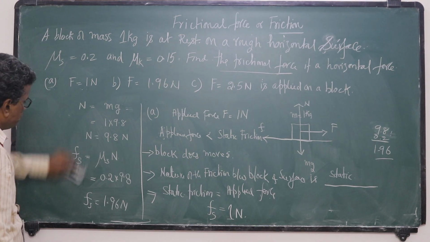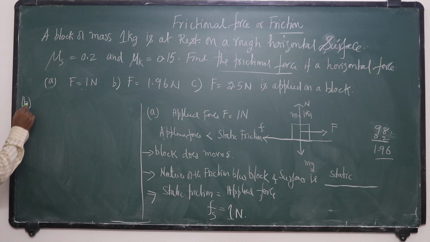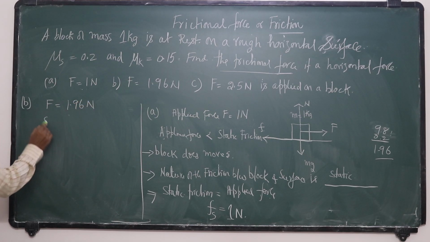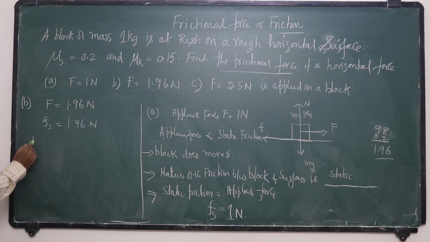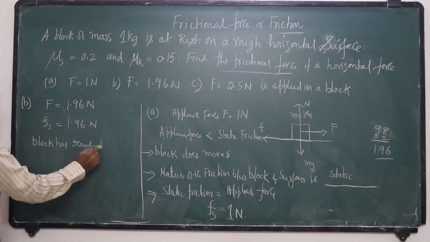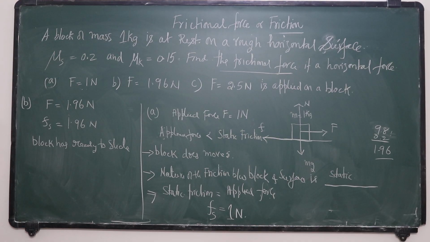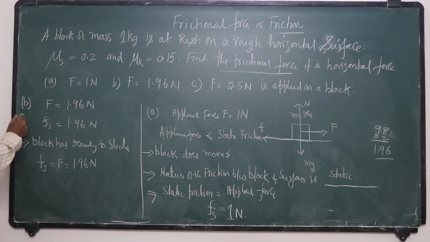Now case B. What is the applied force? 1.96 Newtons. What is Fs? Fs is 1.96 Newtons. So the block is ready to slide. At this particular instant the block is ready to slide, so the frictional force is equal to the applied force, that is 1.96 Newtons. Clear? But the block is ready to slide at this instant.